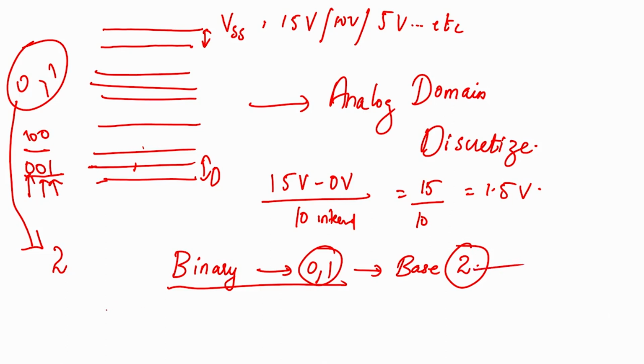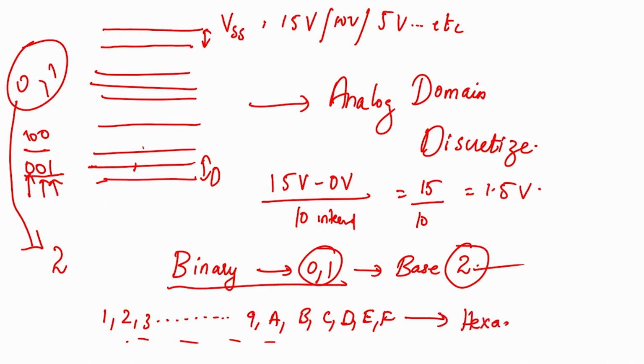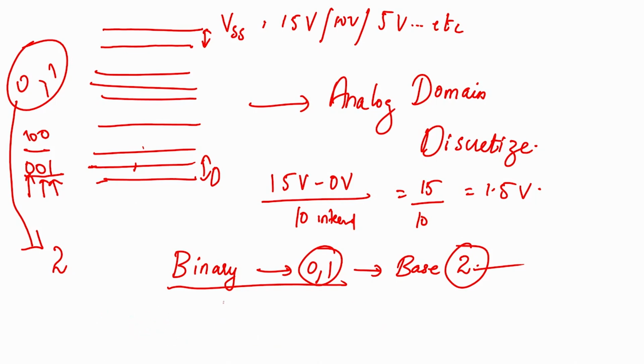What does hexadecimal mean? Hexadecimal means 1 2 3, like that we will go up to 9, then we will have A, B, C, D, E, F. We have a total of 16 unique representations, correct. So that is the hexadecimal system. The base is 16. Same way we have the octal system. Octal system means you have 0 to 7, and the base would be 8, correct.